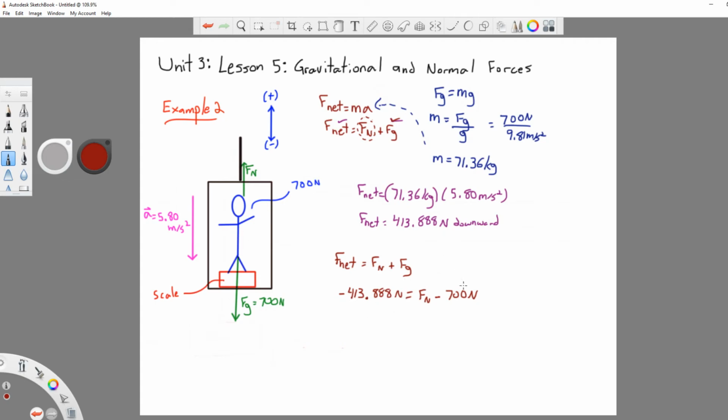Okay. Do some rearranging, plug a couple things into our calculator, and we learn pretty quick that the normal force works out to 286 newtons. It's a positive value, so we can say upward. And that is how we determine the normal force in an elevator. This person, normally weighing 700 newtons, feels much lighter, 286 newtons, when the elevator is accelerating downward.